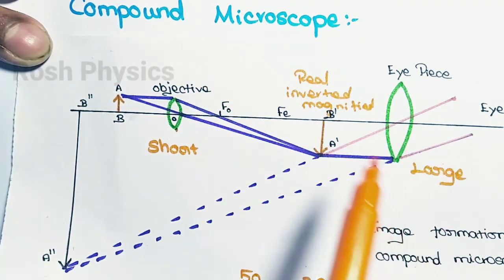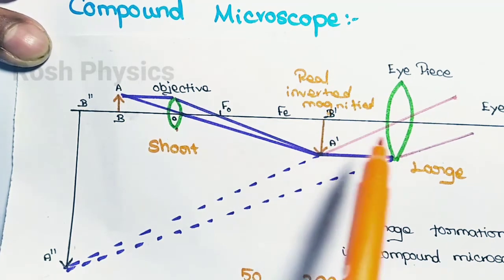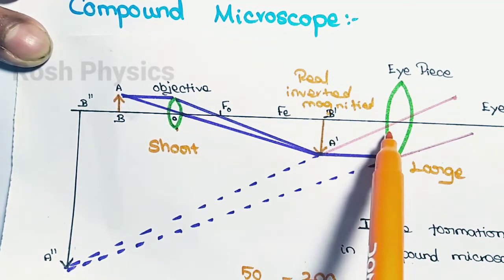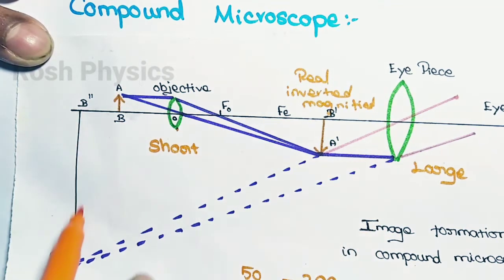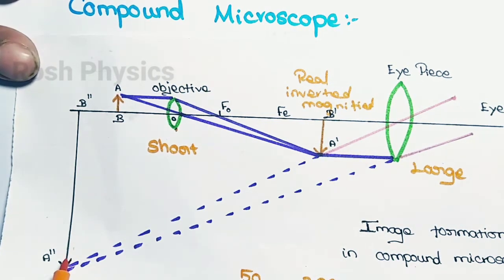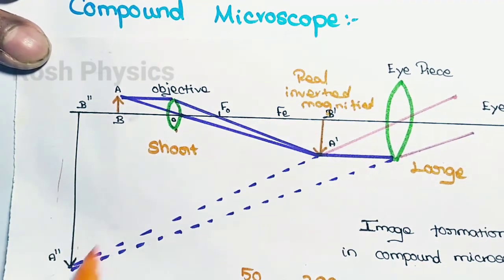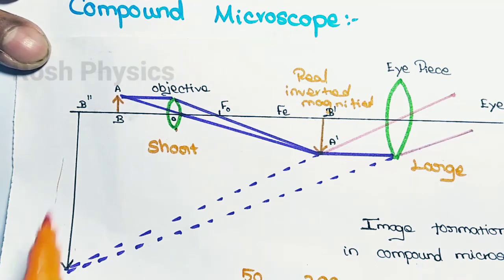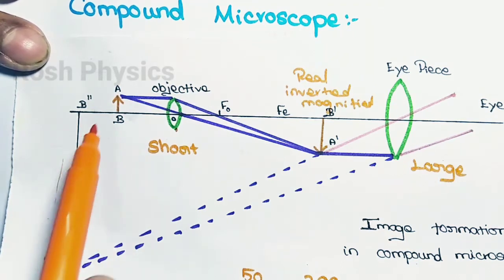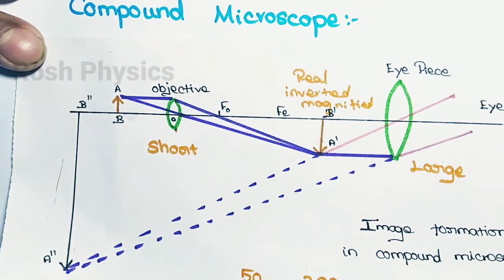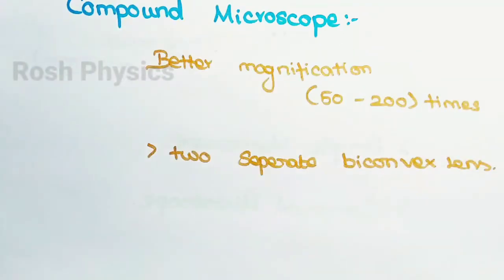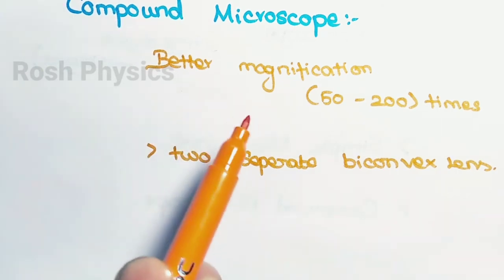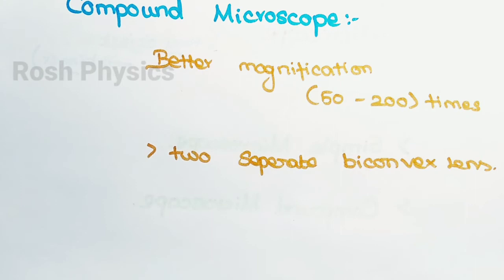The next thing is the most important. This image acts as an object for the eyepiece, so that the light gets refracted and forms a magnified, enlarged image here, and that image is 50 to 200 times bigger than the real object. This is why the compound microscope has better magnification. As you all know, in many laboratories the compound microscope is used to test blood samples or tissues.